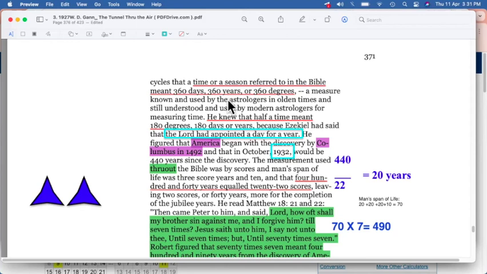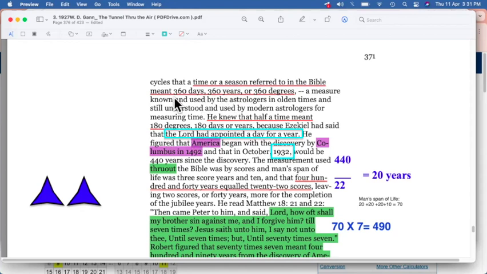As we go further, what we understand is he knew that half a time meant 180 degrees, 180 days, or years. So it is very clear here that days, degrees, and years are interchangeable, because earlier he started from days, then years and degrees. Here he starts with degrees, then days and years.